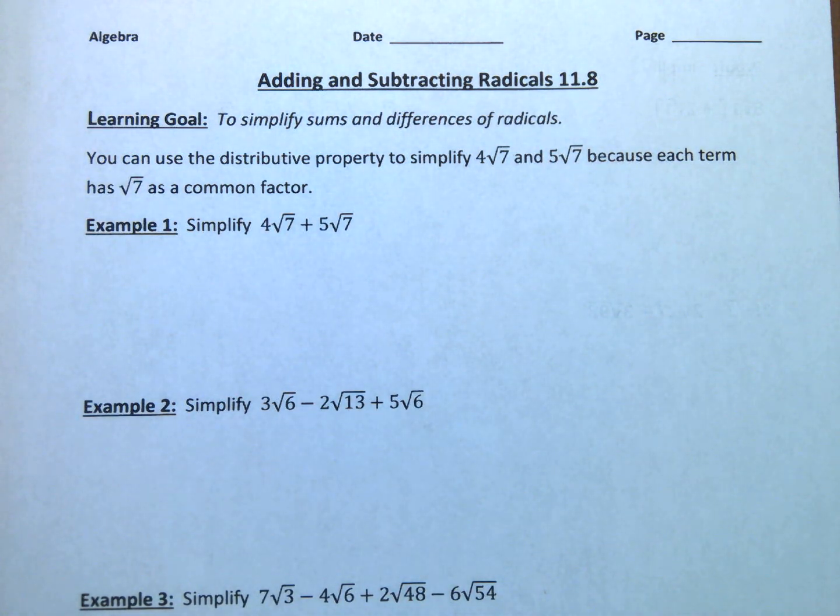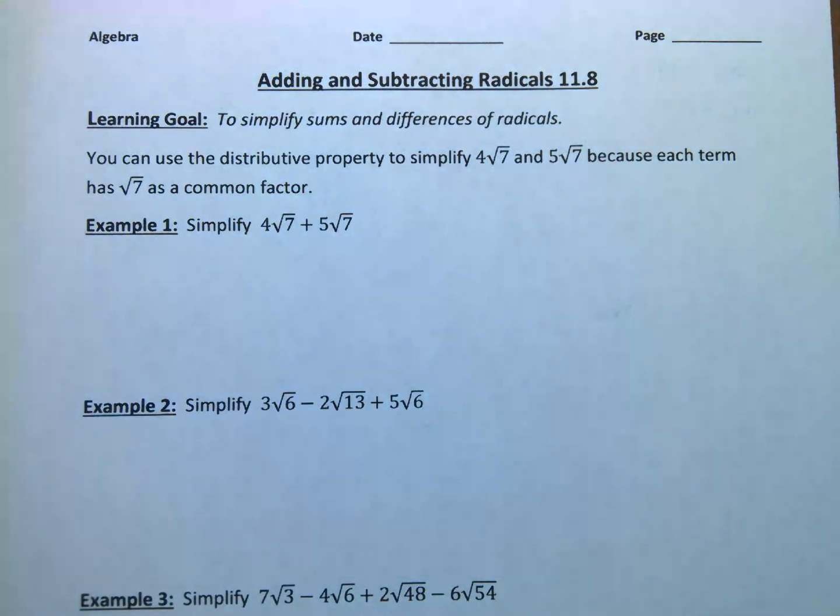In this lesson, we're going to talk about adding and subtracting radicals. And what we need to think about radicals as, we need to think of them as being similar to variables. And the rules that apply to adding and subtracting variables apply to adding and subtracting radicals. In other words, we can't add and subtract radicals unless they're alike radicals, unless they're the same.